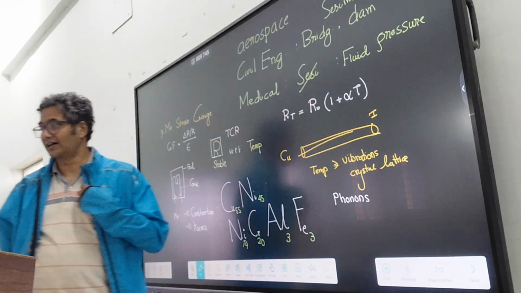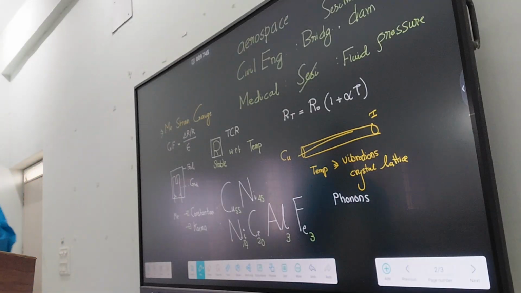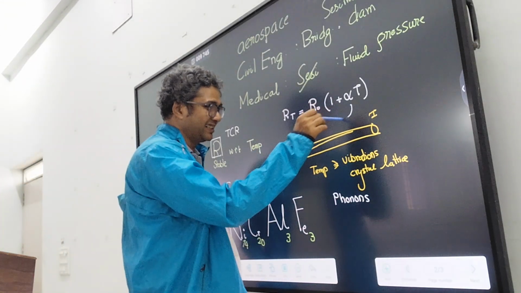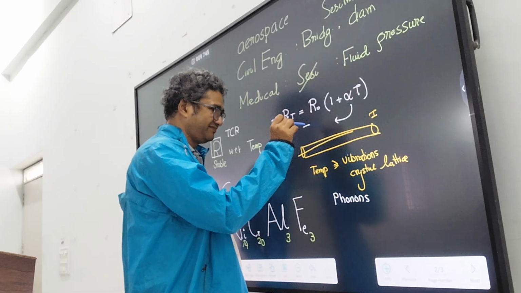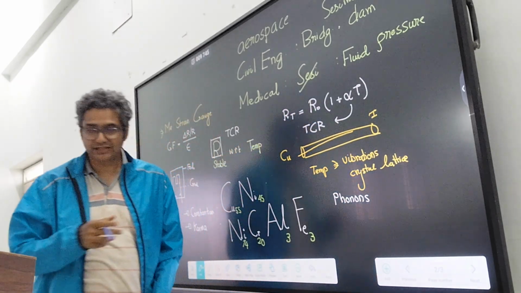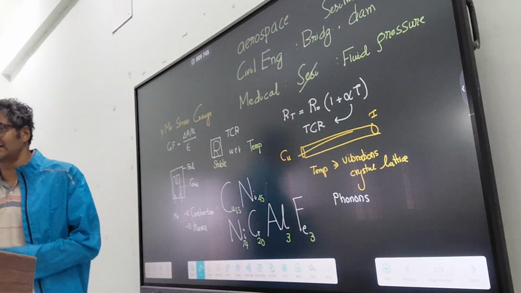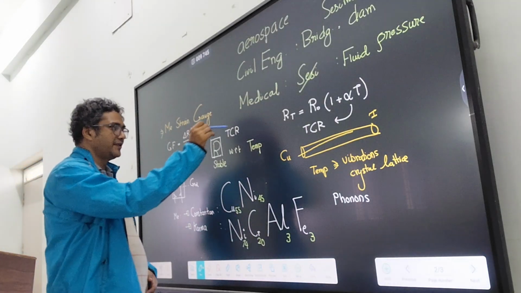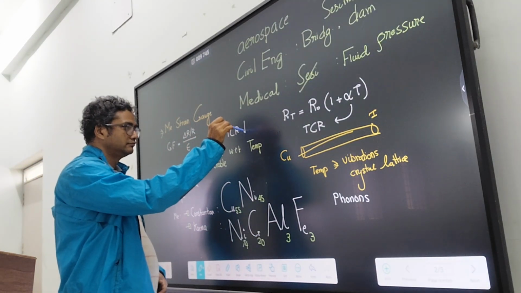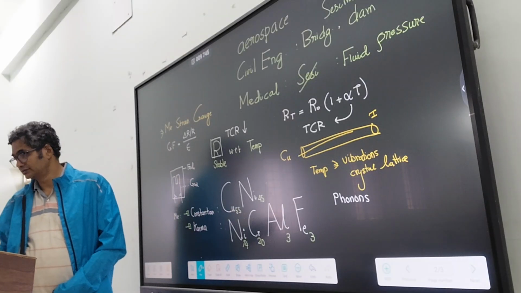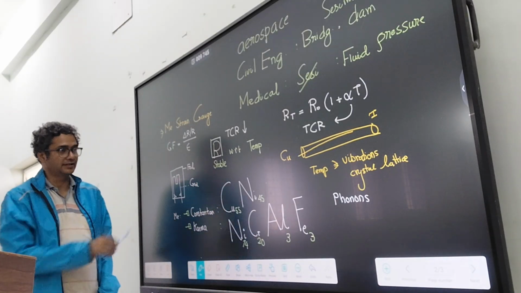Okay, this is an RTD. In the previous class we discussed this. So this is actually TCR. It means how much the resistance changes when we increase the temperature. So this has to be very low for materials used for a metallic strain gauge.